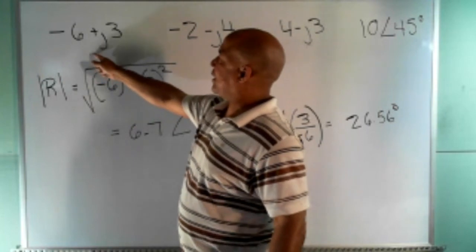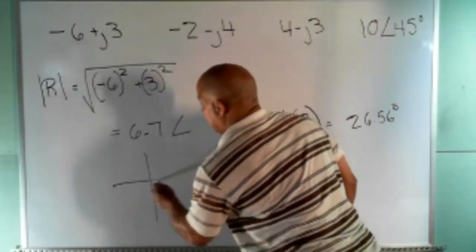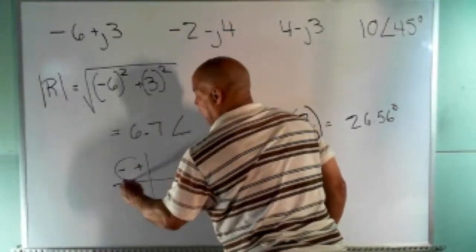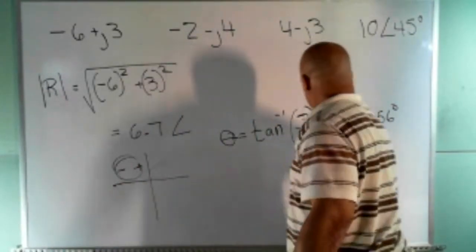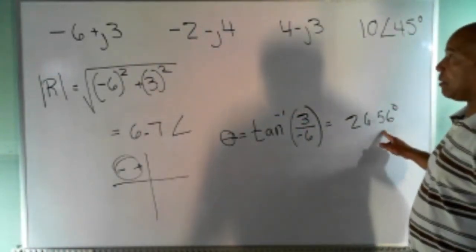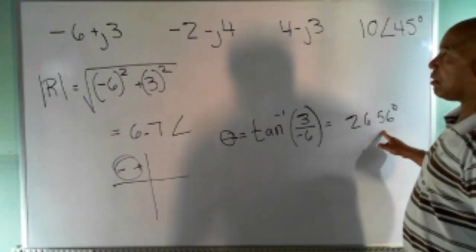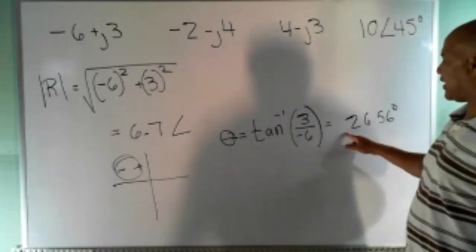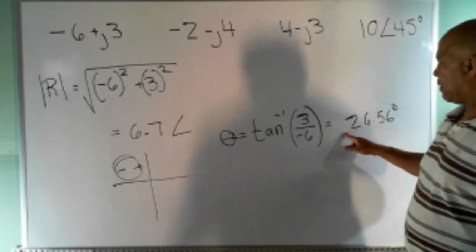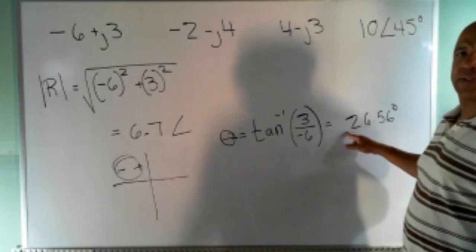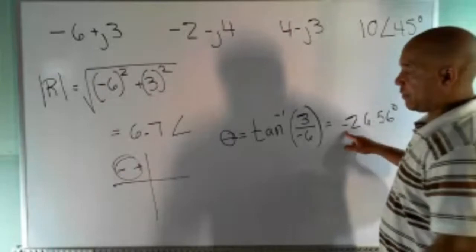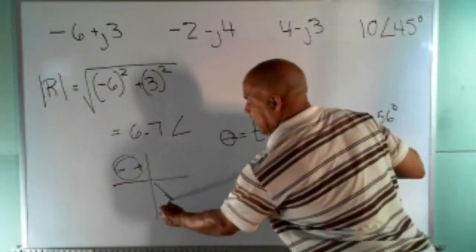From the problem, I can see that this is negative and that's positive. I can see I'm in quadrant 2, but this is telling me I'm in quadrant what? Is this positive or negative? It's got to be negative. That's a negative angle, negative 26. So that's telling me I'm in quadrant 4. Negative 26 is down here.